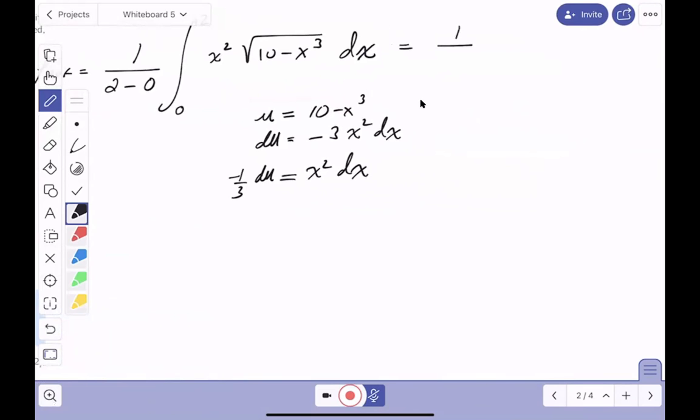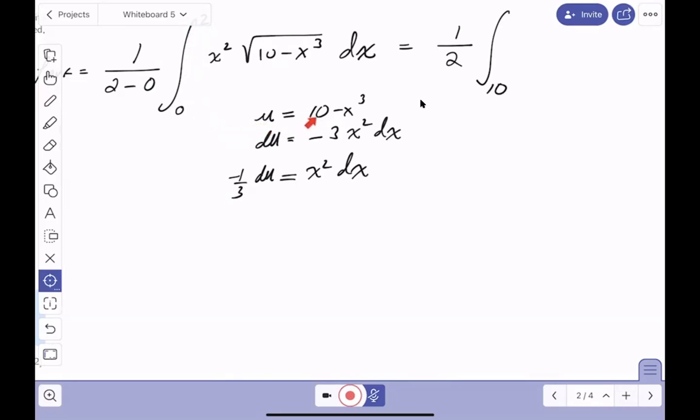Let's see if we can do it. Let's write this down. 1 over, well, 2 minus 0 is 2, right? Now, granted, depending who your teacher was in Math 121, you may do things slightly different, but I'm going to go right to the land of u's. So if x is 0, what would u be? It would be 10. So if x is 2, what would u be? It would be 10 minus 8, which is 2. All right, I got to do this now. X squared dx is minus 1/3 of a du. I got to put that down now.